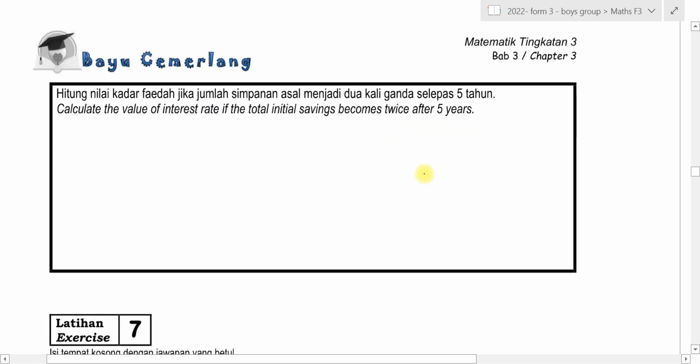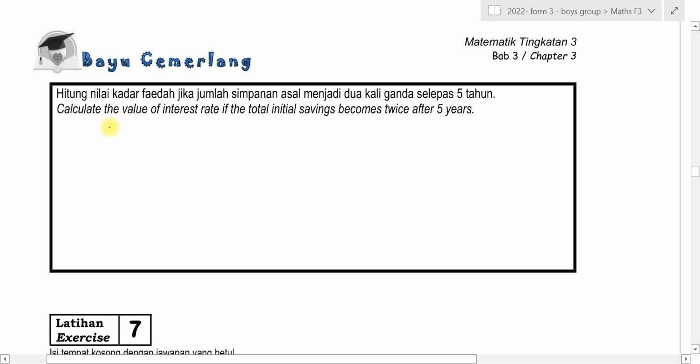Okay. Calculate the value of interest rate if the total initial saving become twice after 5 years. That's the question. What you can do? Okay, what? Cannot because there's no the principle. We don't know the principle. So how to calculate? Okay, we try to see whether we can solve this or not.